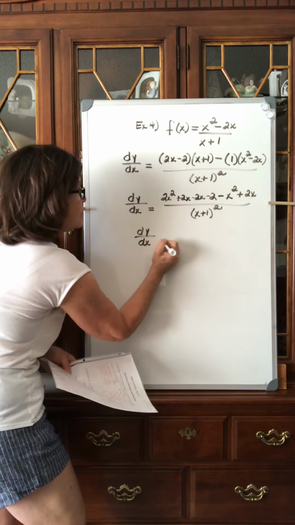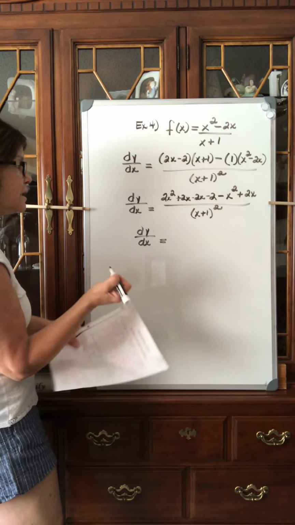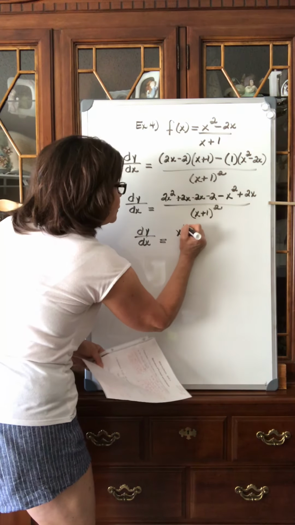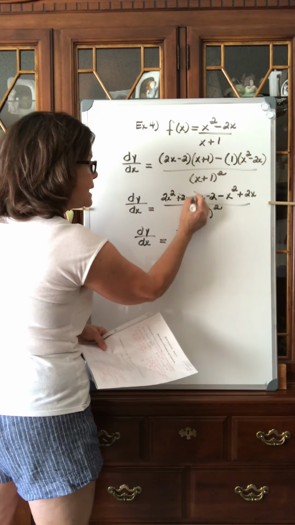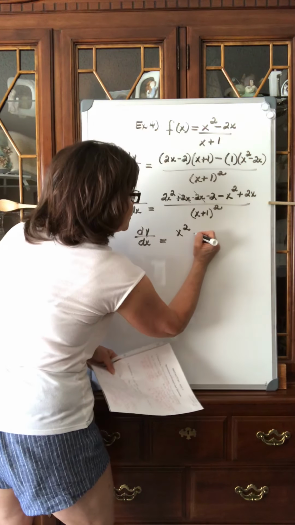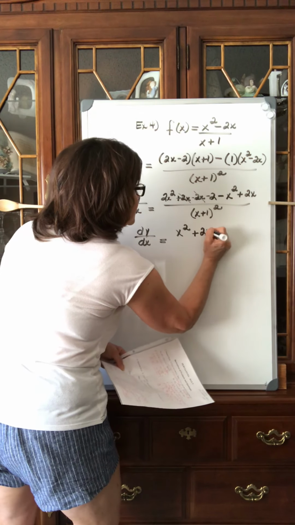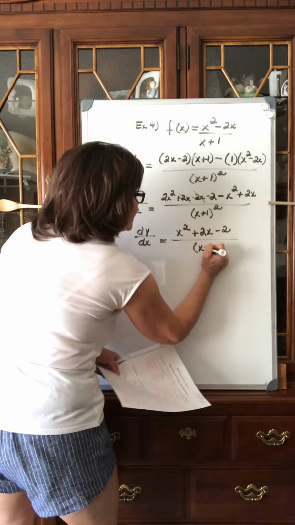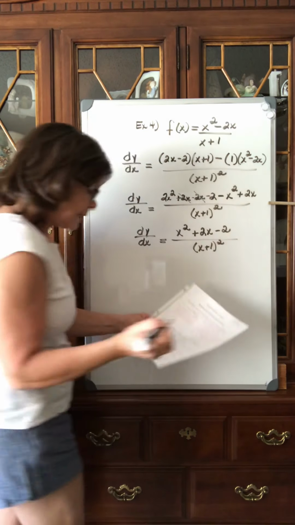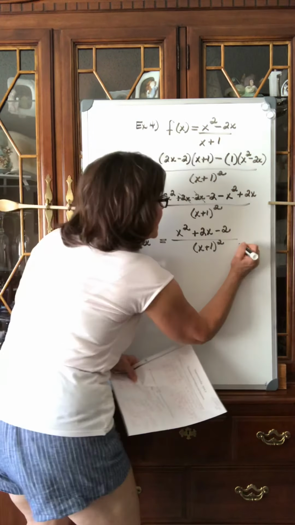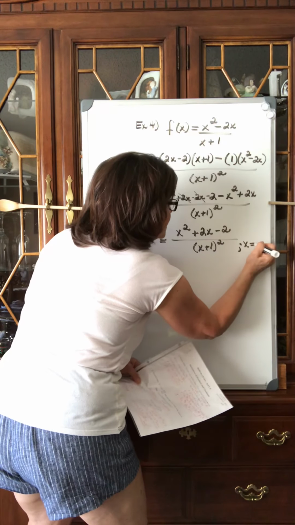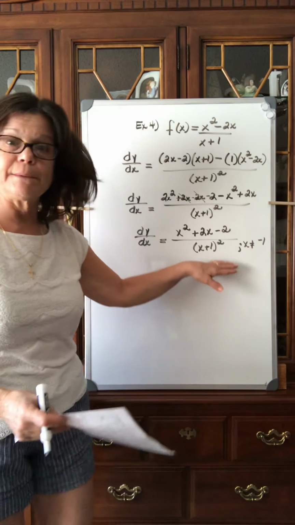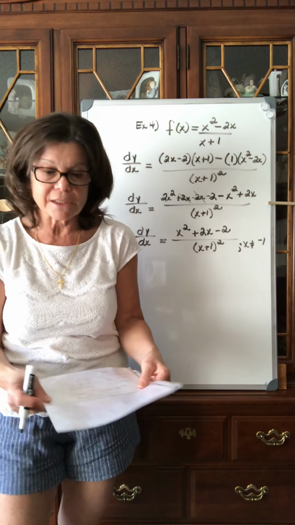Combine like terms in the numerator. The first derivative, dy dx. 2x squared minus x squared is just x squared. These cancel, but there's another positive 2x over here, minus 2, divided by x plus 1 squared. And in our first derivative, x cannot equal negative 1. You don't have to expand the denominator, and you don't have to factor the numerator.